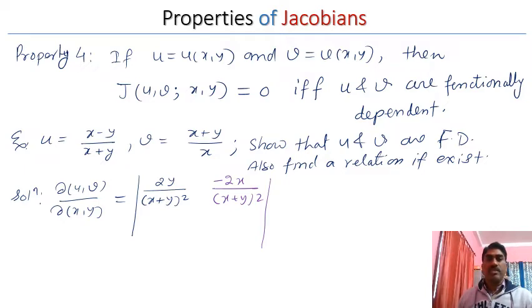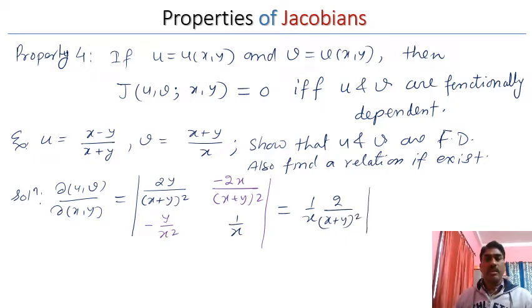So v can be simply written as 1 plus y by x, dividing the numerator by x, so vx is equal to minus y by x square and vy is 1 by x. So you can simply solve this, and you can take 1 by x common from the second row and 2 by (x plus y) square common from the first row.